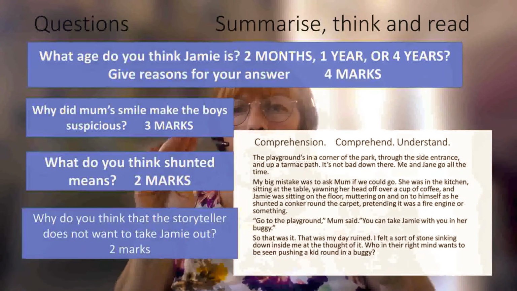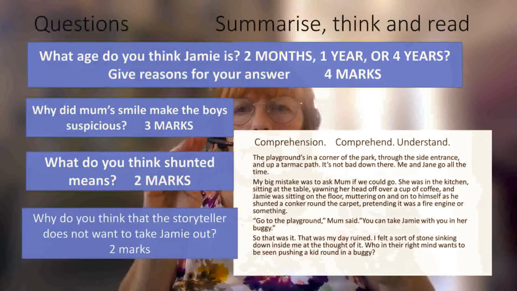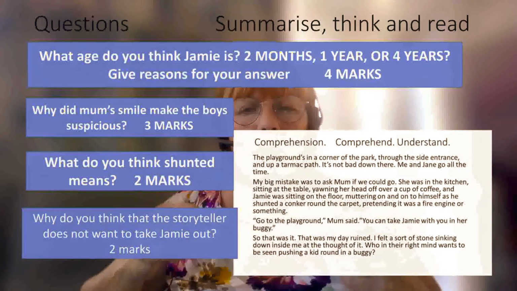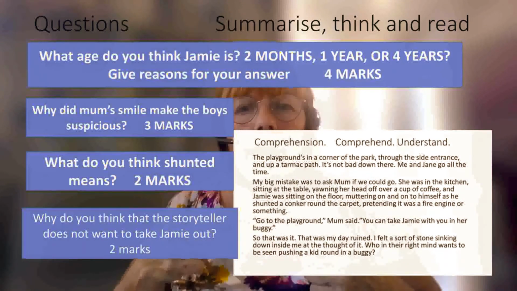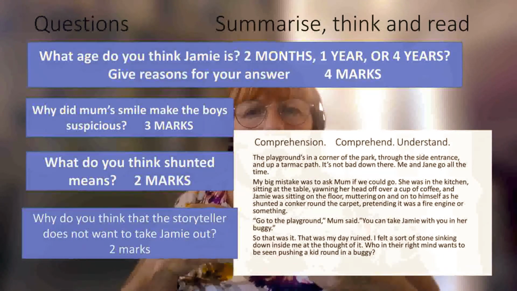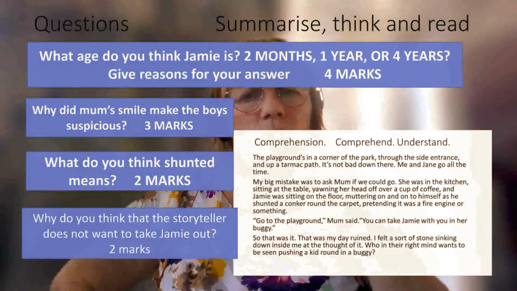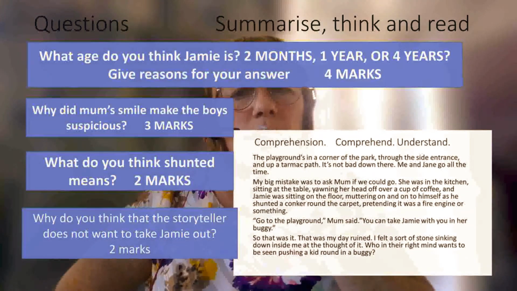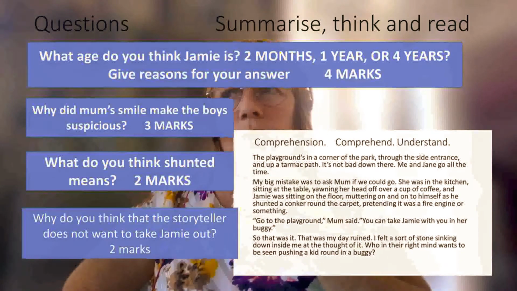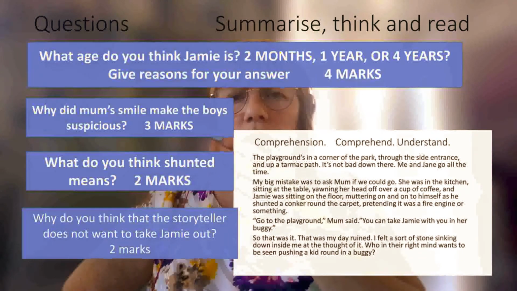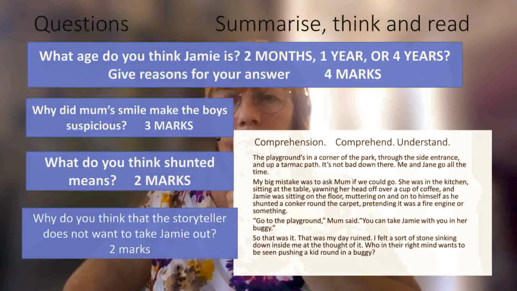So again, why? Why did Mum's smile make the boys suspicious? So it's not asking why, what was happening for Mum, what was Mum thinking? It's asking, why were the boys suspicious? Mum usually smiles like that when she wants to get me out of the way, or she wants me to take my brother and look after him. So answering the question why for the boys.